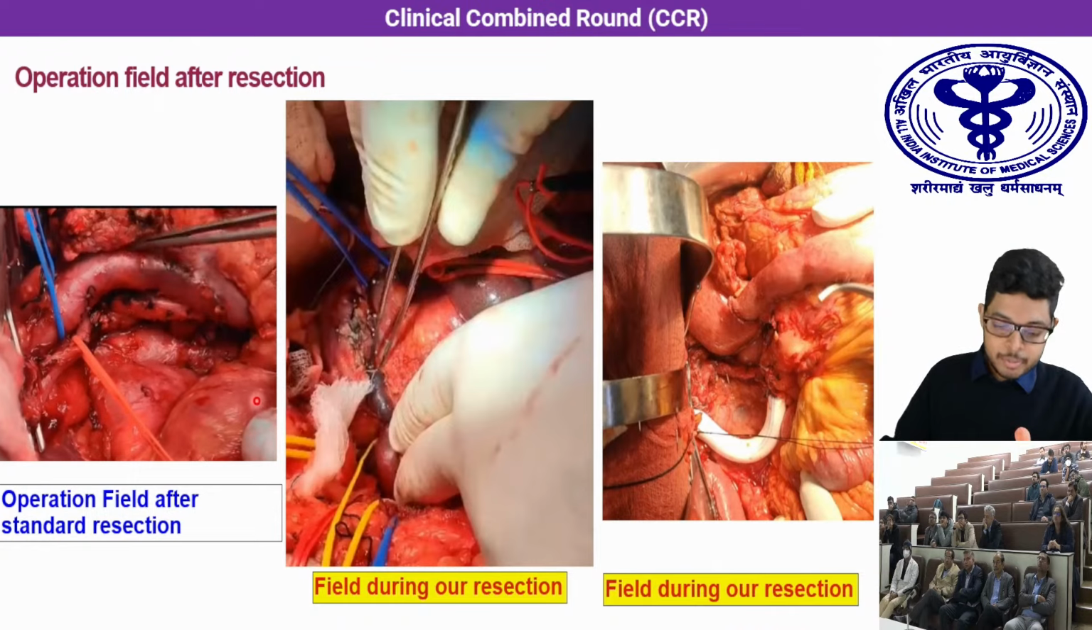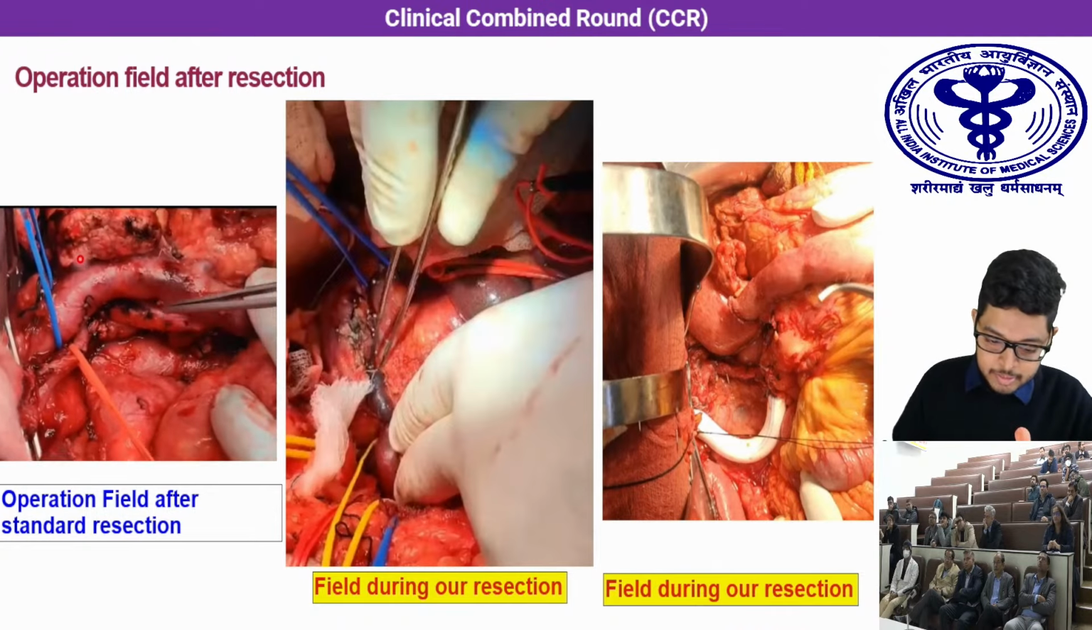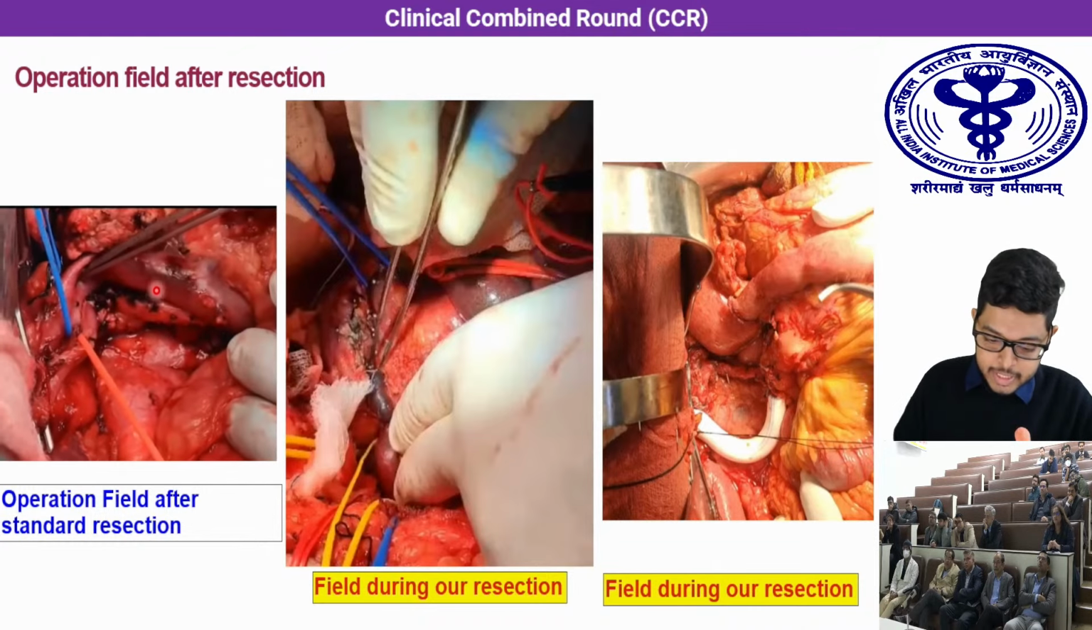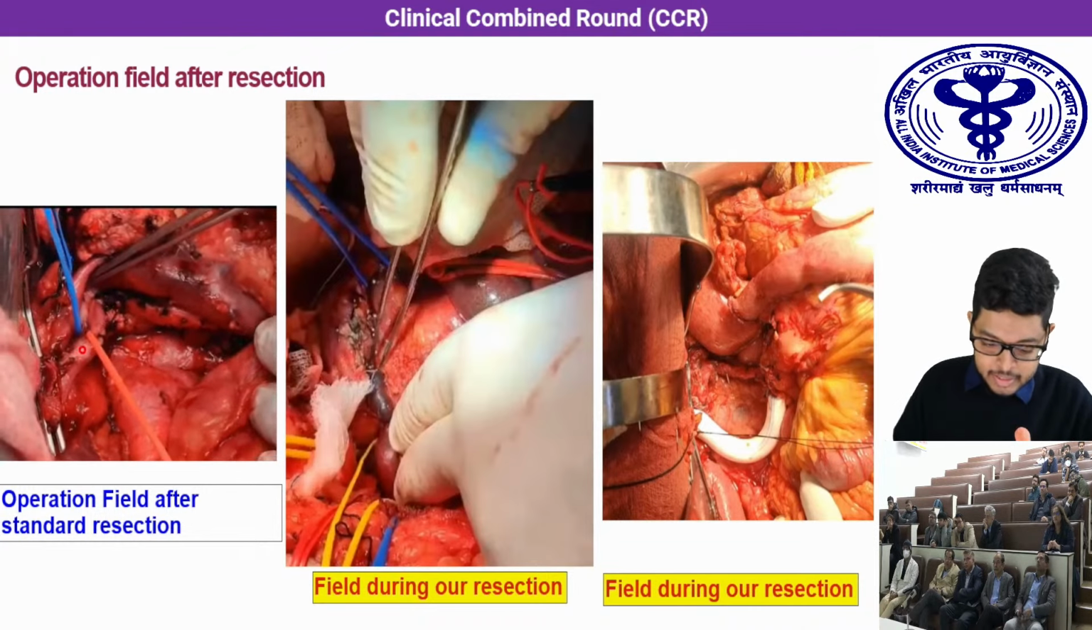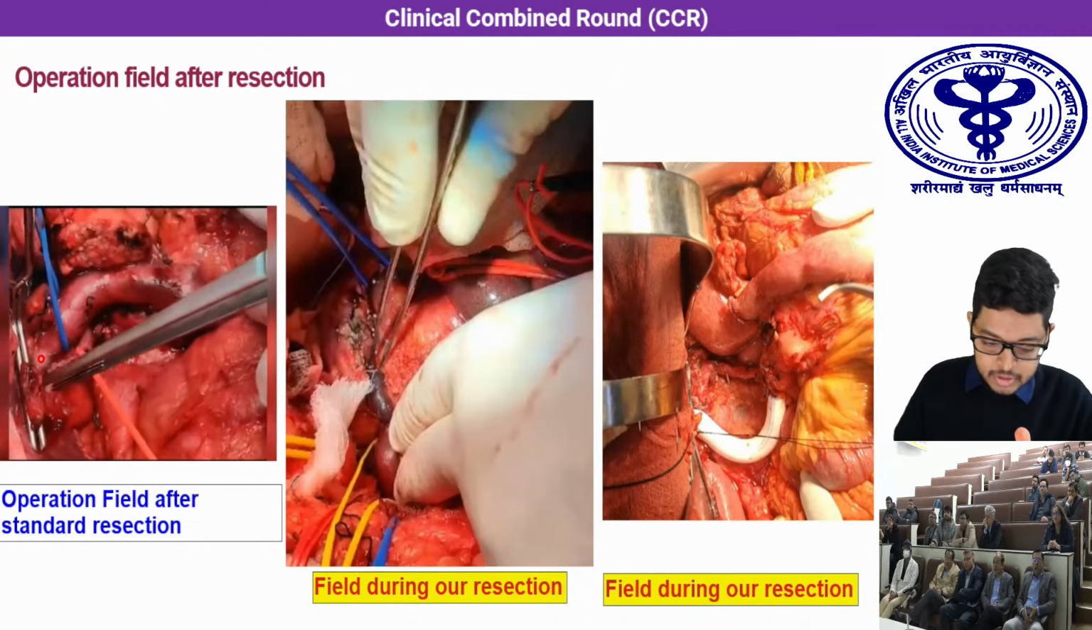This is a video which demonstrates the standard Whipple. This is the cut end of the pancreas. You can see the pancreatic duct here. This is the superior mesenteric vein, the portal vein, and this patient also had a replaced right hepatic artery.